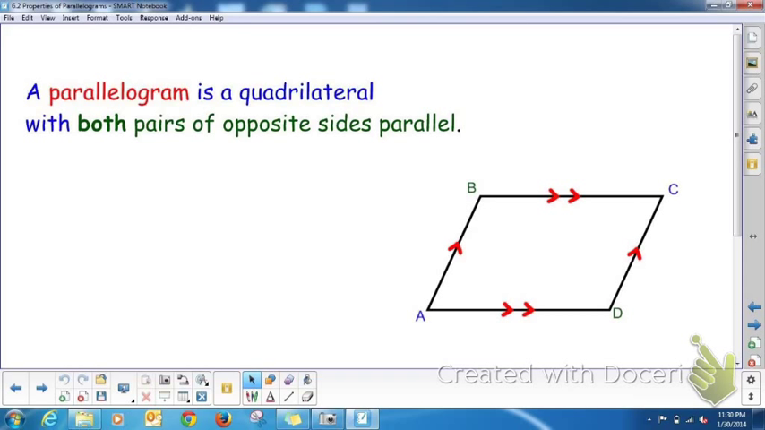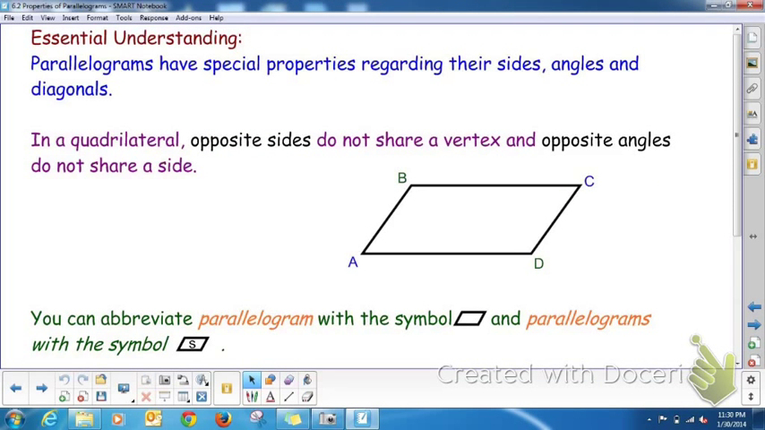A parallelogram is a quadrilateral with both pairs of opposite sides parallel. This is parallelogram ABCD. The red arrows indicate parallel. AB is parallel to DC. BC is parallel to AD. In this section, it's essential that you understand parallelograms have special properties regarding their sides, angles, and diagonals.